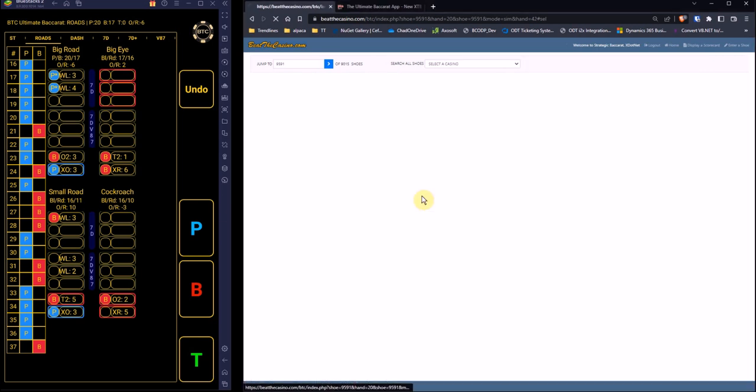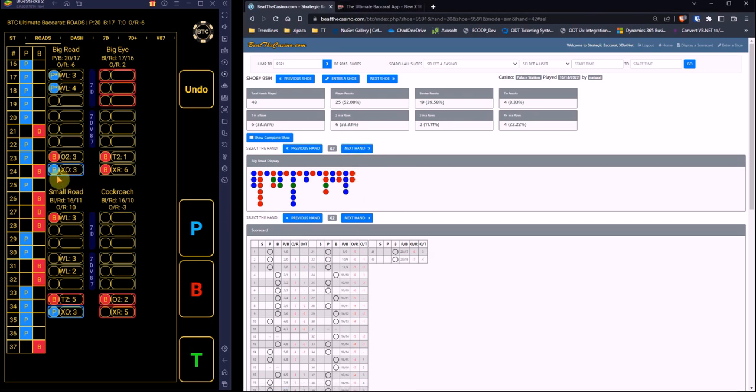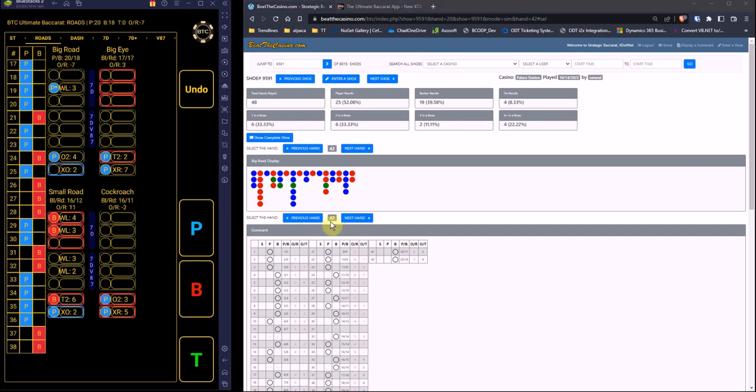So let's see what we have here. And it was a banker. So a banker was the opposite of player, and it's still cold. XTB opposite is still cold. That means on the converse, XTB repeat is hot. So we're going to put that banker in, and we're going to get to the next event.